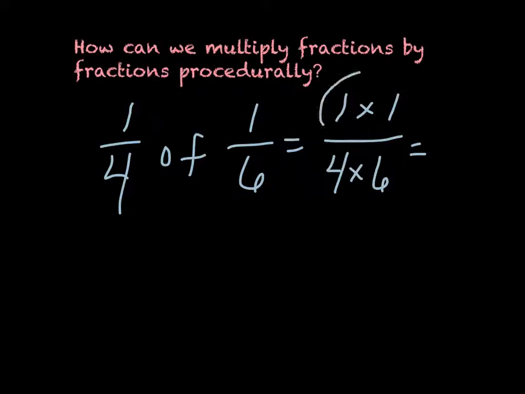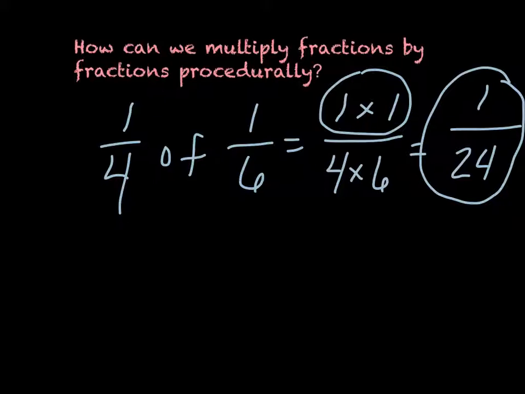1 times 1 equals 1. And 4 times 6 equals 24. Therefore, our answer is 1/24. Megan ate 1/24 of her cake today.